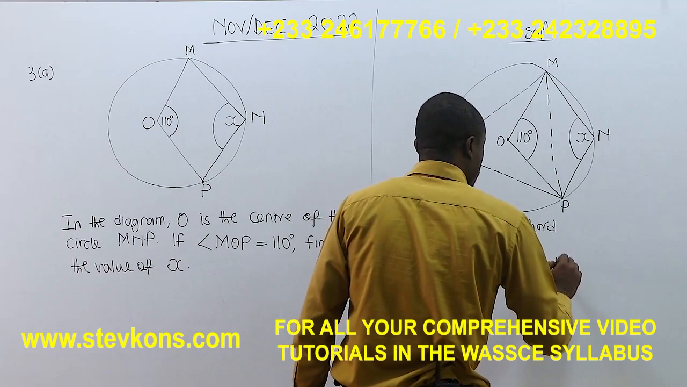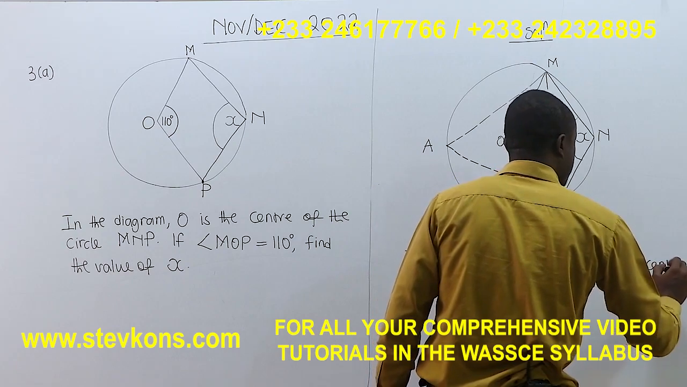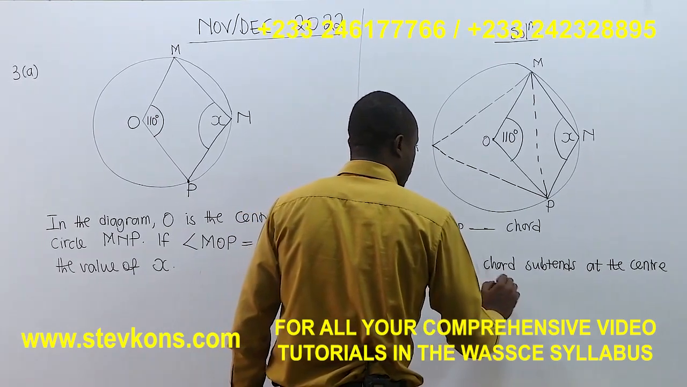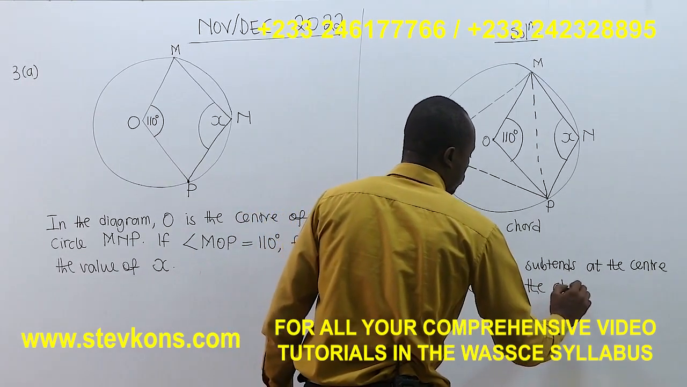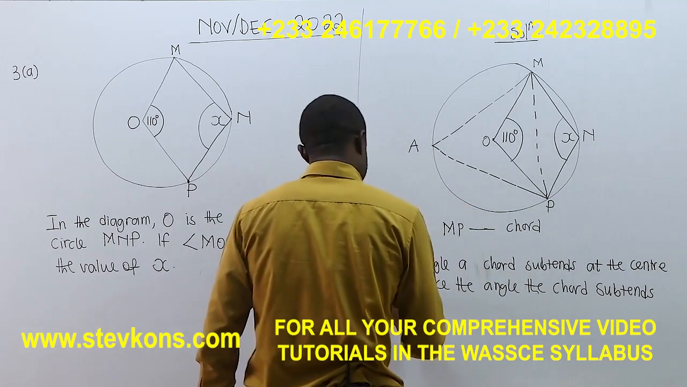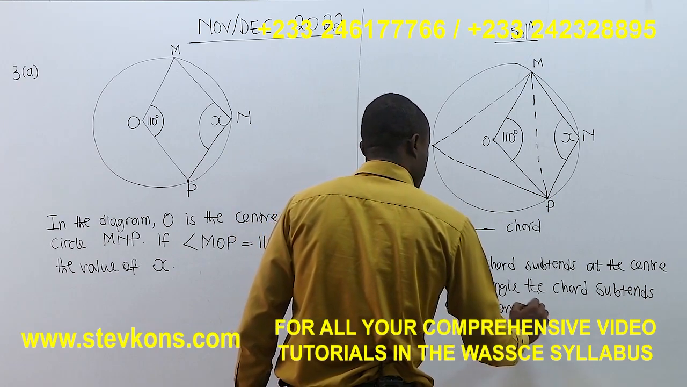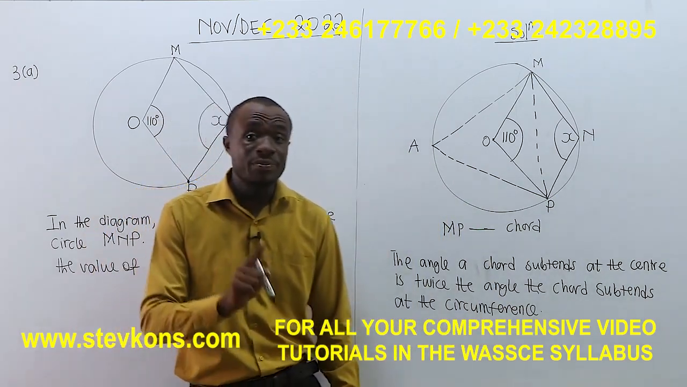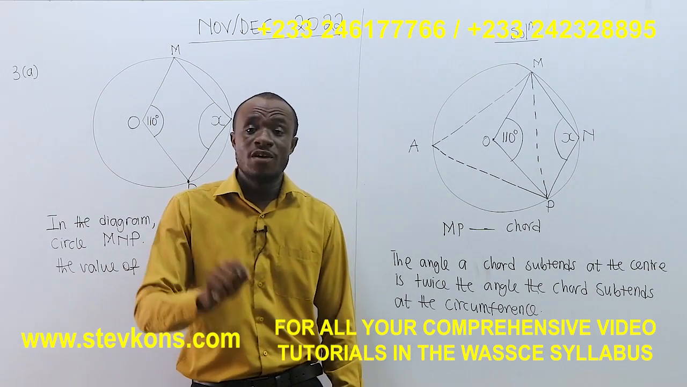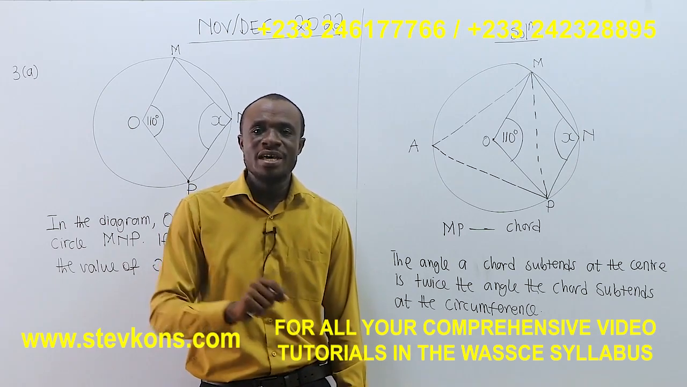So we know that the angle a chord sustains at the center is twice the angle the chord sustains at the circumference. Now, for a better understanding of circle theorems and general mathematics, kindly get my videos. I have taken my time.